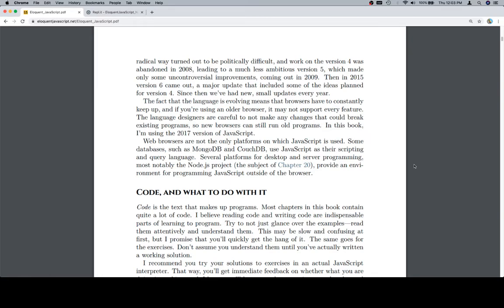Real quick, two things. One, the language designers are careful to not make any changes that could break existing programs. Yeah, that's true, but you'll also hear about things that are called deprecated versions or deprecated elements of the language, and what that essentially means is that while they'll still work, they're not usually a good idea anymore and are not necessarily what they call supported in new versions.